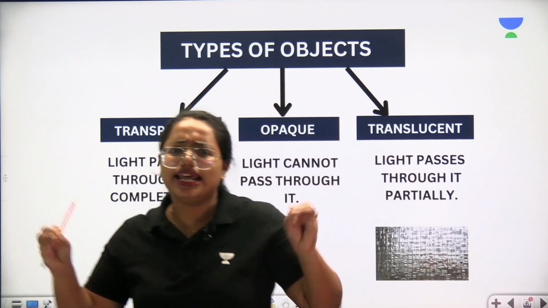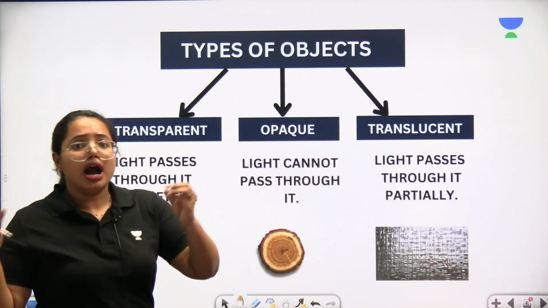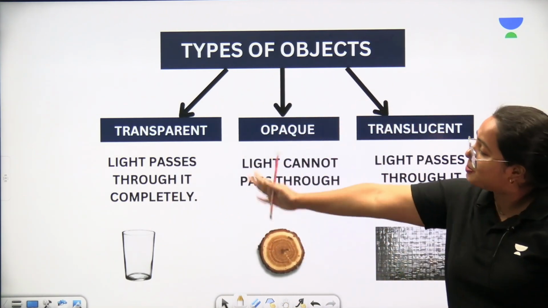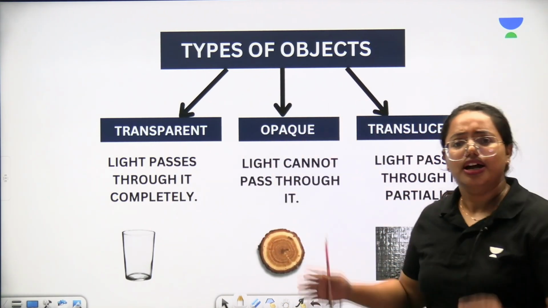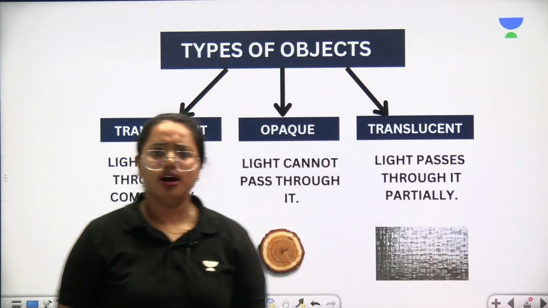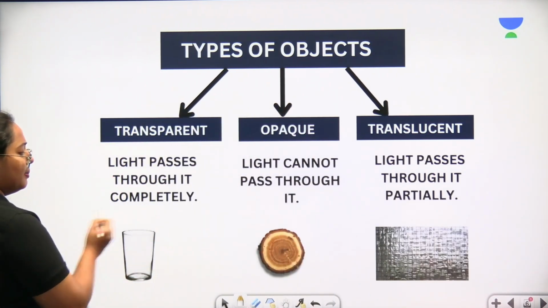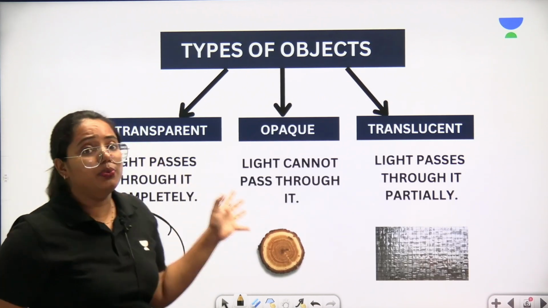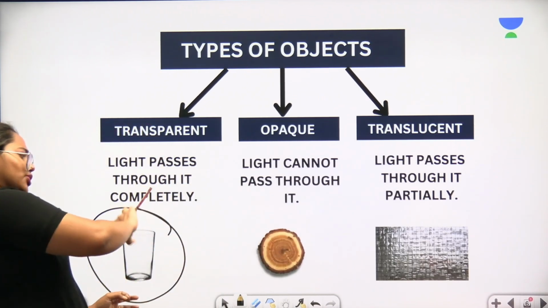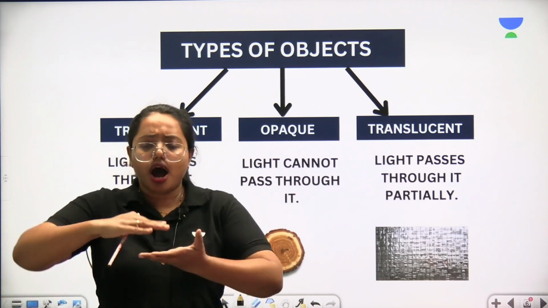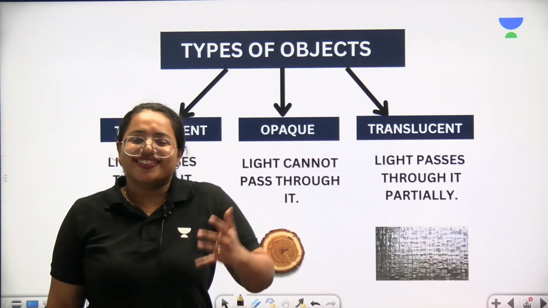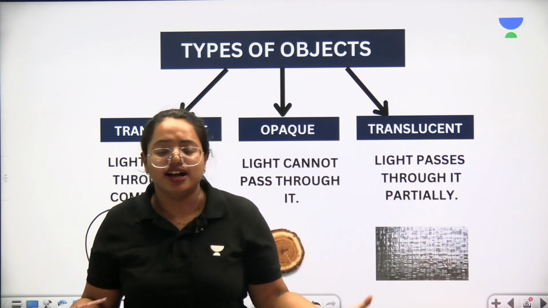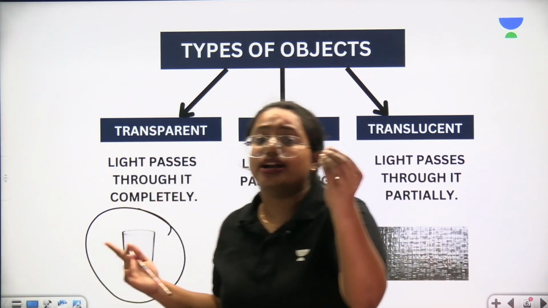Objects are mainly classified into three based on how light is passing through them. So let's take three of them: transparent, opaque, and translucent. What is meant by a transparent object? Glass is a perfect example for it, right? Why? Because when I pour some water into the glass, I am able to see how it is filling up. That means it is allowing the light to pass through it completely. So glass is a perfect example for a transparent one.